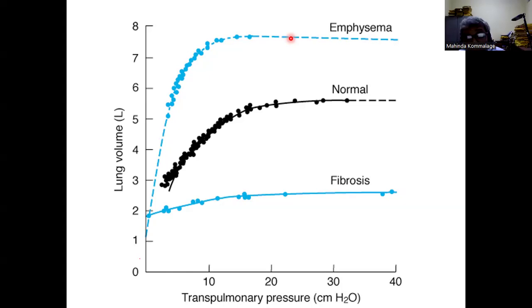I mean, it already expanded. With a small pressure change, it will expand more because it has less tissue and no destroyed architecture of the structure of the alveoli, and they can easily expand. So this is emphysema, this is fibrosis, and this is the normal curve, right?